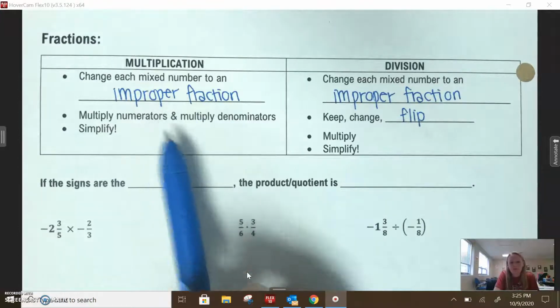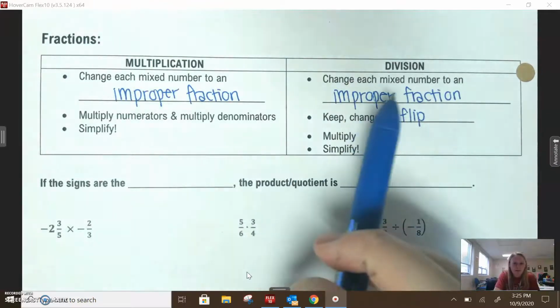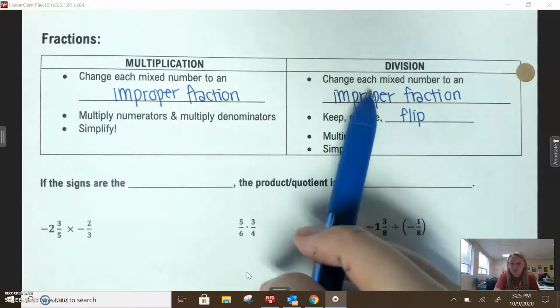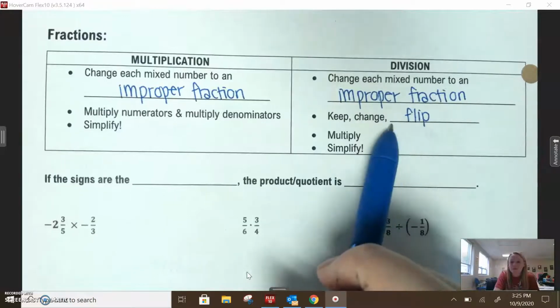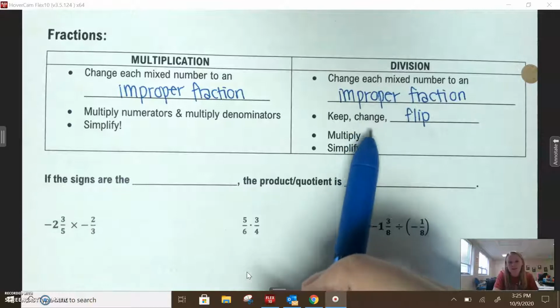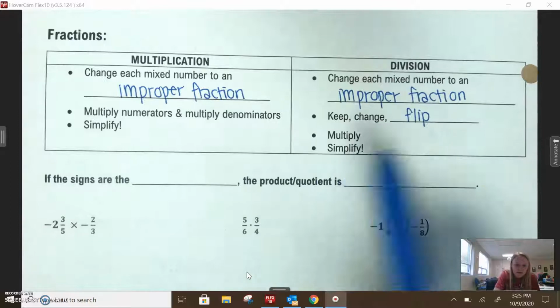And then you just multiply the numerators and then the denominators, and then you simplify. Division is similar. You still have to change everything to improper fractions. Then this is where we do keep, change, flip. So don't get confused with keep, change, change. It is keep, change, flip here. Then we can just multiply and then simplify.